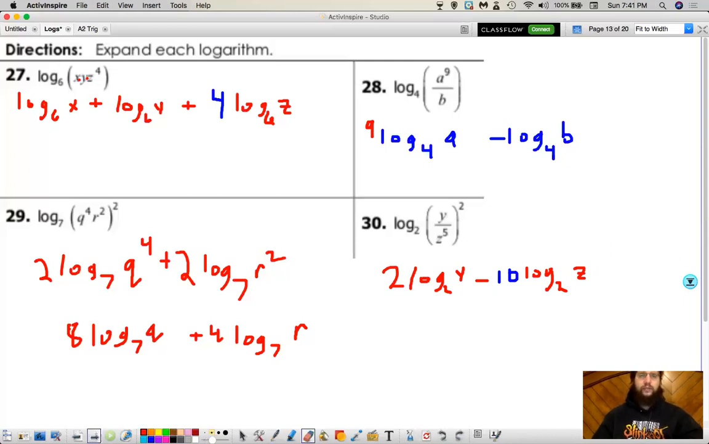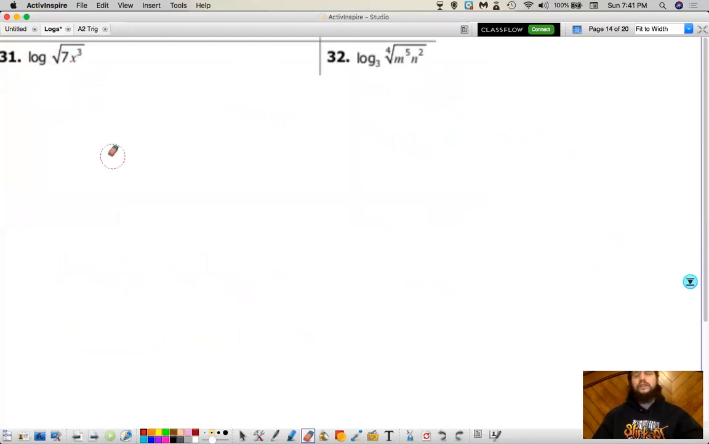All right, 2 more. Remember, radicals are just fractional exponents. This is the 1/2 power. That's the 1/4 power. Yay. So that's half log of 7 plus half log of x to the 3rd. The 3 comes out front. 3 times 1/2 is 3/2. And that's it.